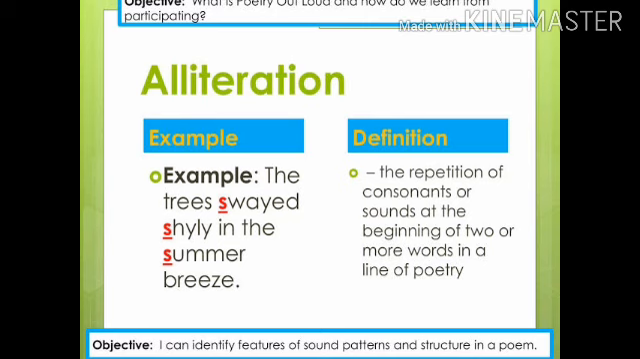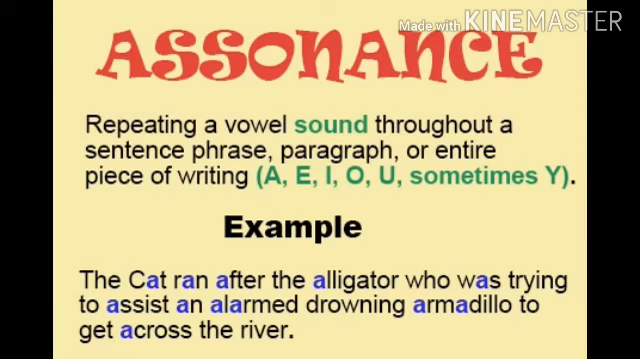Now swayed and shyly. Sway, shy, summer. You can understand sounds used here. Here we have alliteration in first and the third words because both words start with S sound, but not in shyly, the second, as that gives us sh sound. I hope this point is clear. Let's move to the last one. Students, let's begin with the given example. The cat ran after the alligator. I'll be taking only this part.